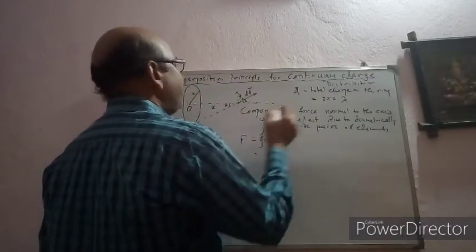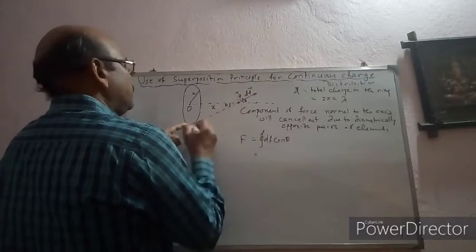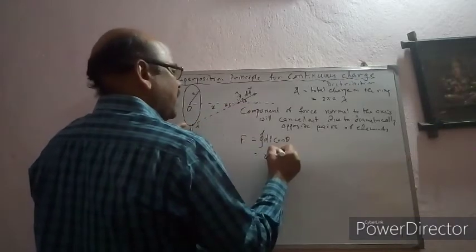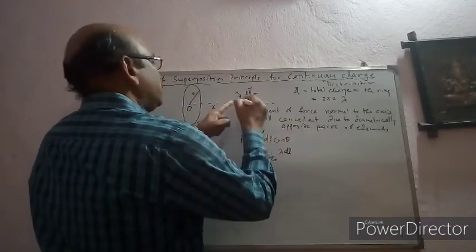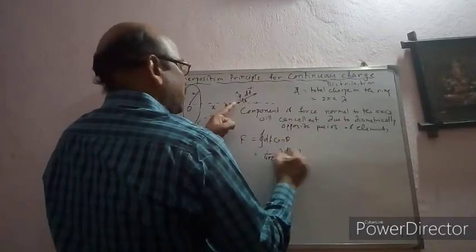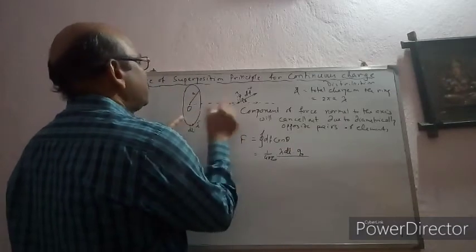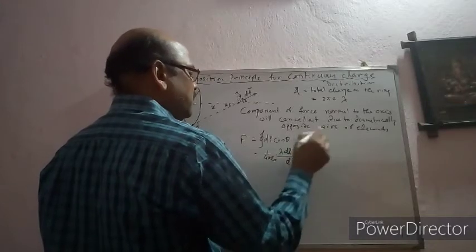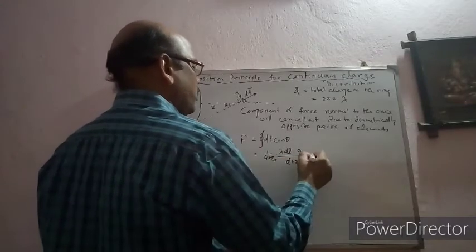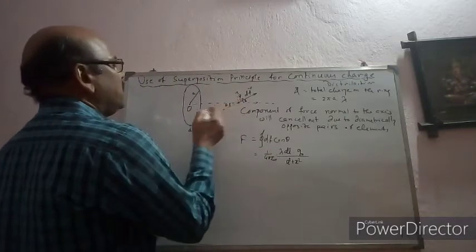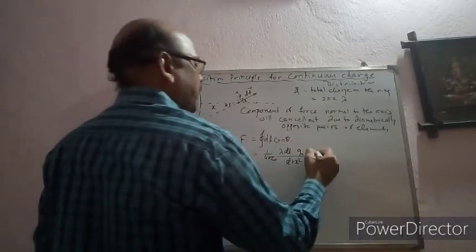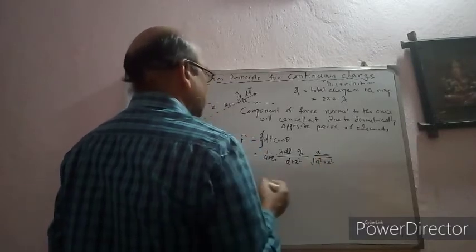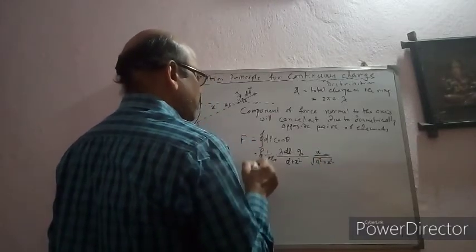So put the value of df. What will be df here? It is 1 by 4 pi epsilon naught, the charge is lambda dl, the other charge is q naught, and the distance is square root of a square plus x square, whole squared. So it is a square plus x square, into cos theta. Cos theta will be what? It will be x by square root of a square plus x square. So its integration around the closed loop.